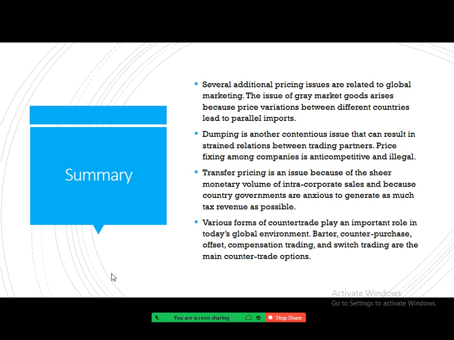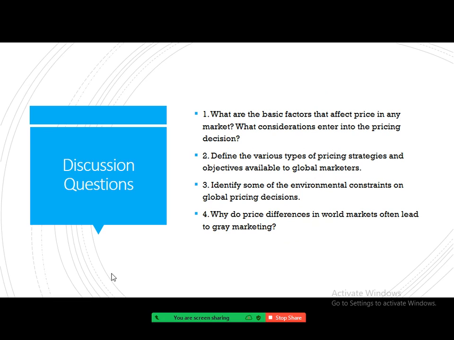Price fixing among the commodities is anti-competitive and illegal. Transfer pricing is an issue because of the sheer monetary volume of intra-corporate sales, and because country governments are anxious to generate as much tax revenue as possible. Various forms of counter trade play an important role in today's global environment. Barter, counterpurchase, offset, compensation trading, and switch trading are the main counter trade options.